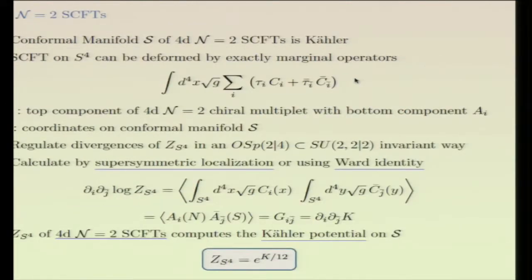Okay, so now let's move on to something different. Now I want to ask a similar question. Now that we have understood that at least in 2 dimensions we can compute the exact Kähler potential from these S2 partition functions, we want to go back to the case of 4-dimensional N=2 superconformal field theories and understand what the partition function of this theory computes. Okay.